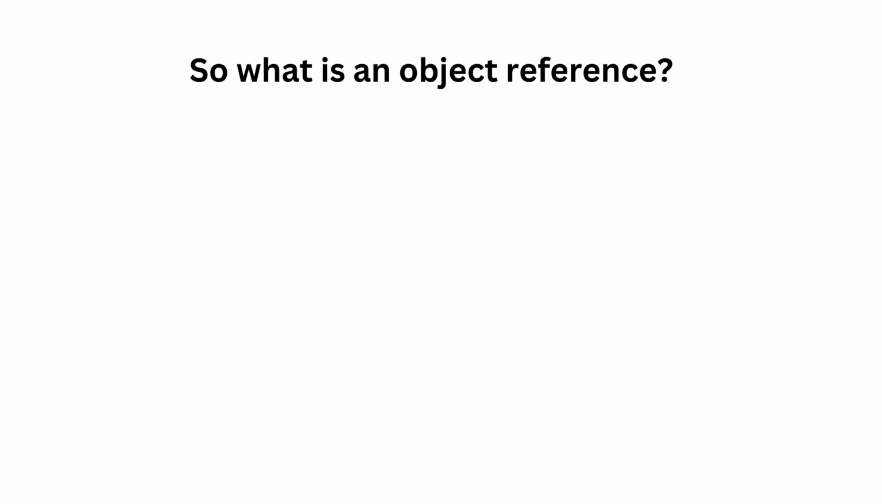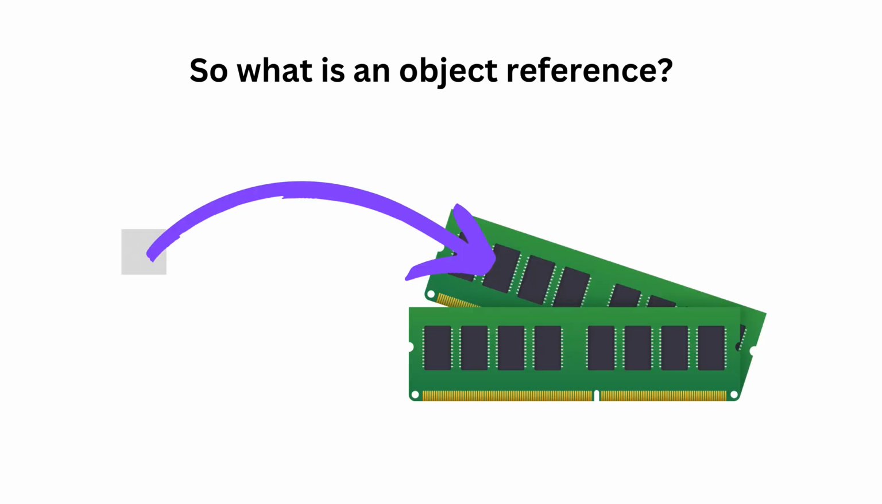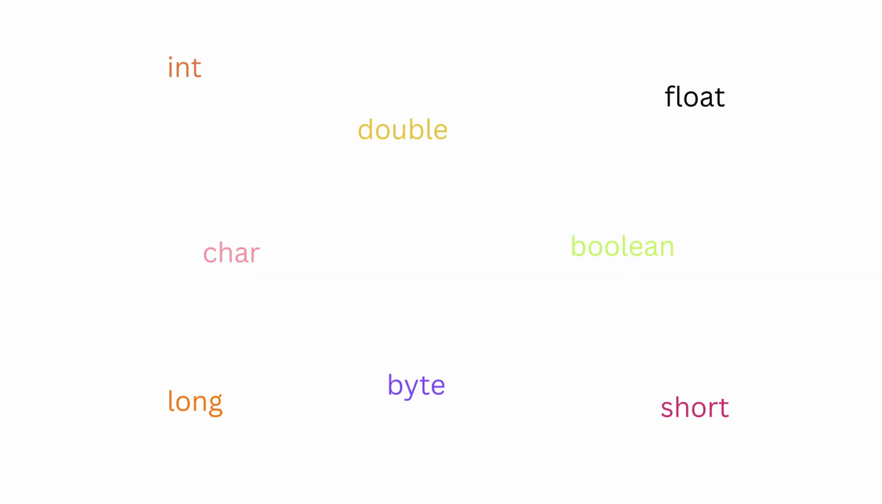An object reference contains the location for accessing an object. It holds something like a pointer or an address to the location where an object is stored in memory, but not the object itself. In a previous lesson, we looked at primitive data types.